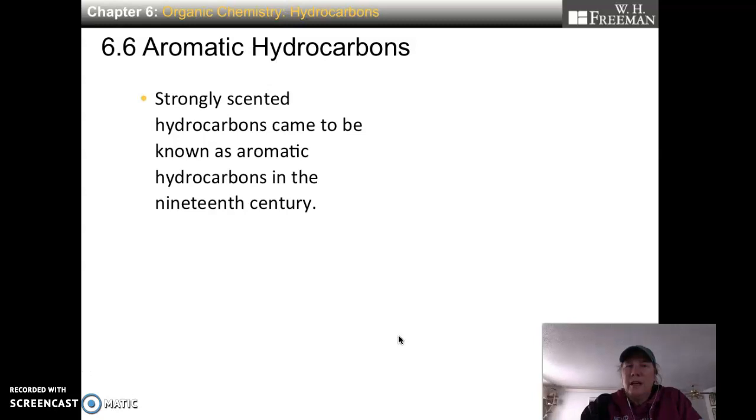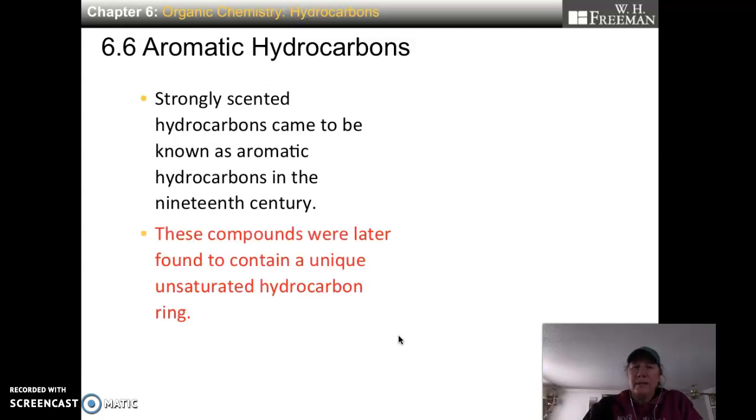The last thing we're going to talk about is what they call aromatic hydrocarbons. They're a ring, plus they have alternating double and single bonds. They're called aromatic partly because they're very smelly; they use them in scents, okay? The compounds were later found to have a unique unsaturated hydrocarbon ring, and that's what I was talking about. It's a 6-carbon ring, and it has alternating double bonds.